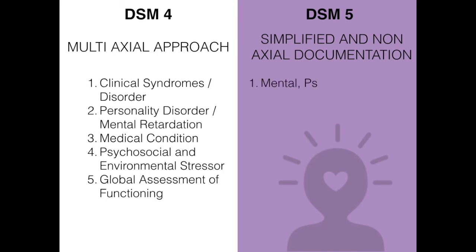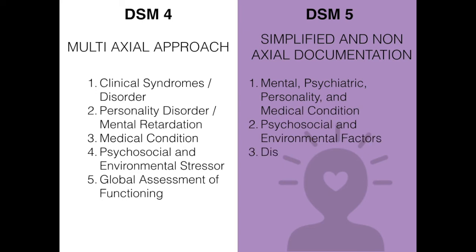With DSM-5, they have combined the first 3 axes into one, which is the mental, psychiatric, personality, and medical condition. And they have the psychosocial and environmental factors, and the third is disability or global assessment of functioning.